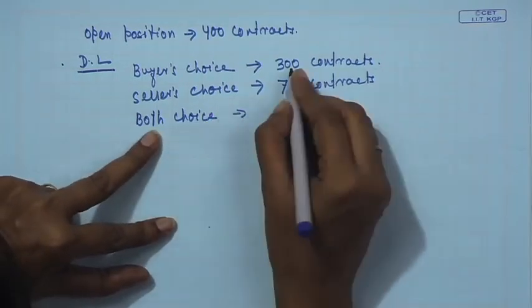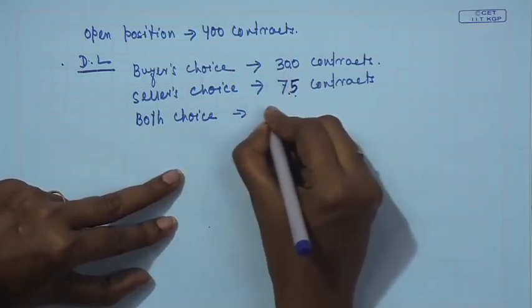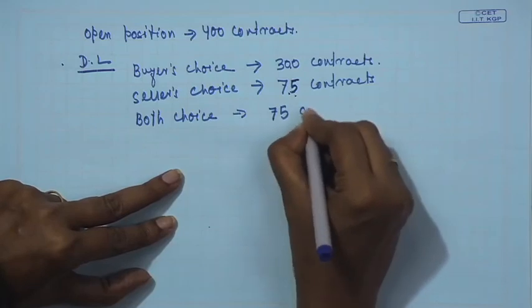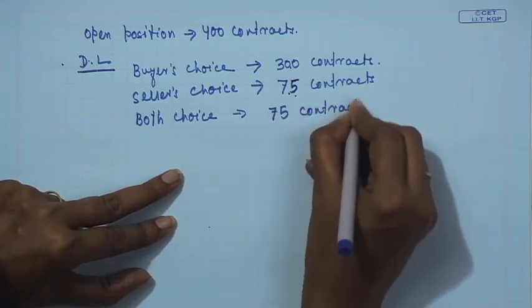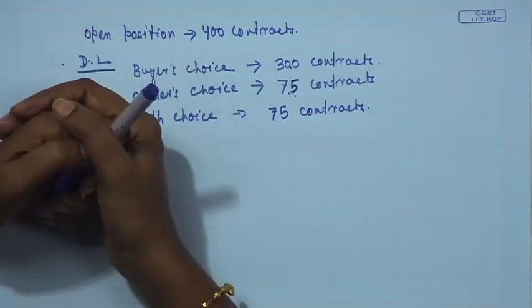So in this case, if buyers give 300 contracts and sellers give 300 contracts, both choices will lead to 700 contracts to be delivered and the rest, 425, to be settled through cash.